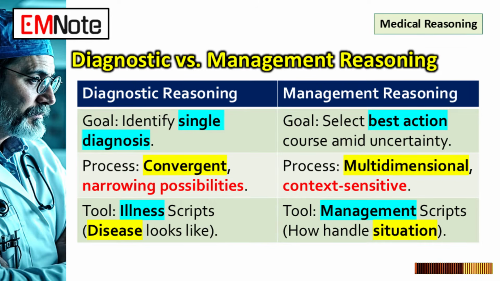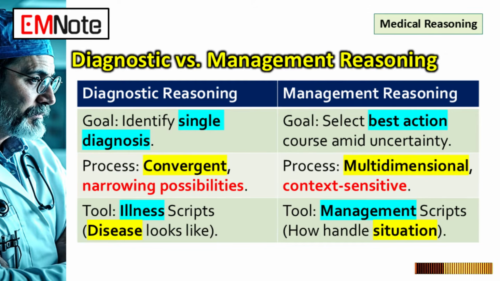Let's break down the difference between diagnostic and management reasoning. This table lays it out pretty clearly. For diagnostic reasoning, the goal is very focused: find the one correct diagnosis. You're using inputs like symptoms, physical signs, labs, and imaging. Management reasoning, though, is a different beast. Its goal is to choose the best course of action when you're still not sure what's going on. It takes into account diagnostic possibilities, sure, but also patient values and resource limitations.